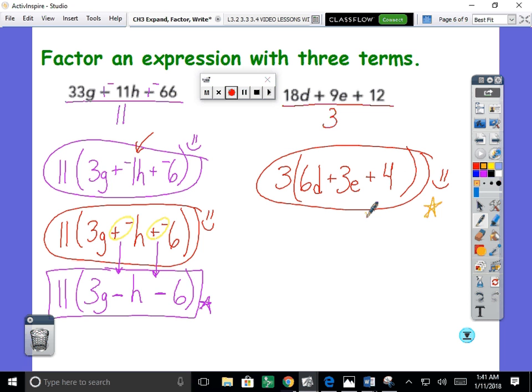How would you check this? Just food for thought. You take 3 and distribute it. You would expand across the whole expression and see if it checks out. 3 times 6D, 18D, check. 3 times 3E, 9E, check. 3 times 4, 12, check. It would take you back to the original expression.